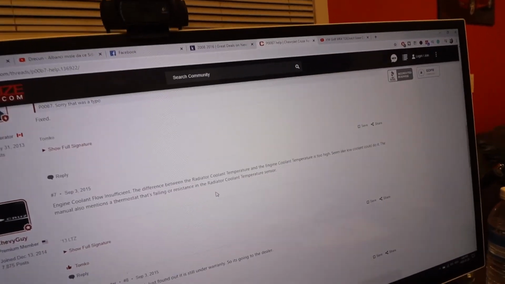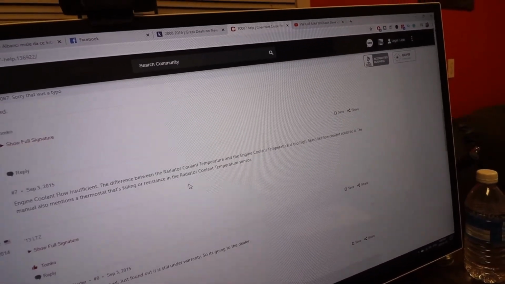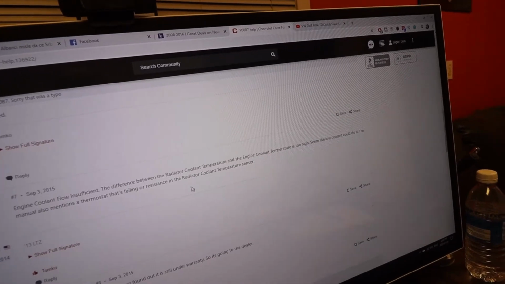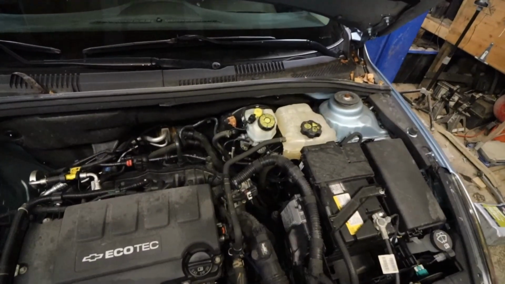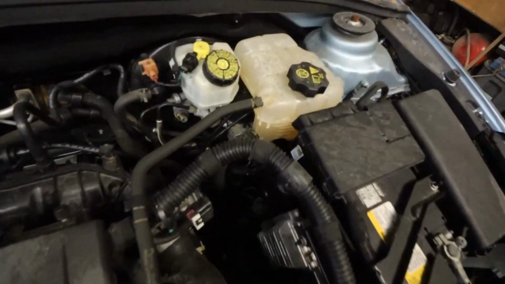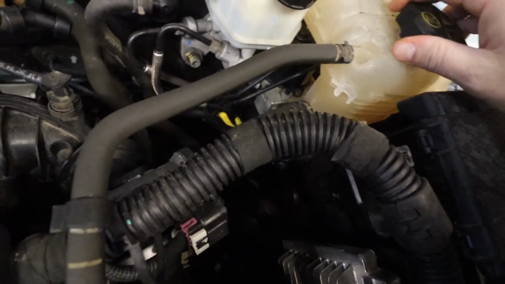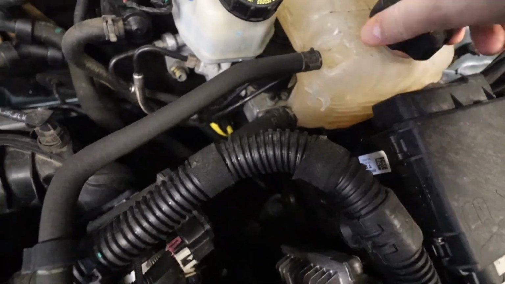So I'm just gonna check those one by one, and also at the end we're gonna do 2 tests. We're gonna pressure test the system, and we're gonna also do the head gasket test just to make sure that there's no damage there.